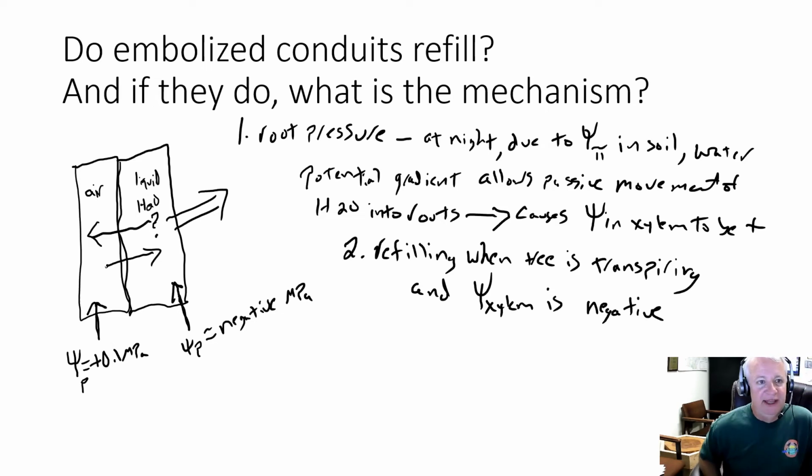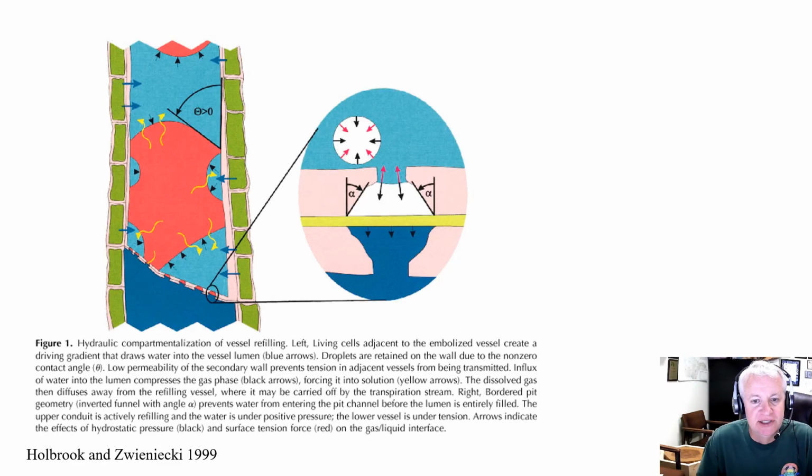So what might be the mechanisms for that? That's the bigger question. The take-home message regarding refilling embolized vessel elements or tracheids while the liquid water part of the xylem is at negative pressures is that it will require some kind of active mechanism. Essentially, there needs to be some kind of pumping.